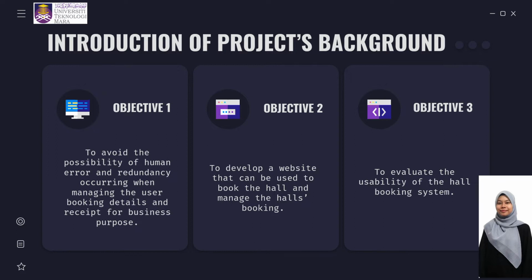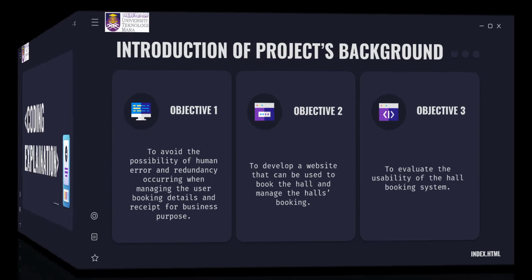So there are three main objectives for this project. The first objective is to avoid the possibility of human error and redundancy occurring when managing the user booking details and receipt for business purpose. Secondly, to develop a website that can be used to book the hall and manage the hall's booking. And the last one is to evaluate the usability of the hall booking system.